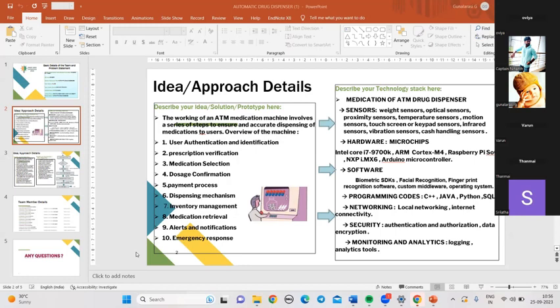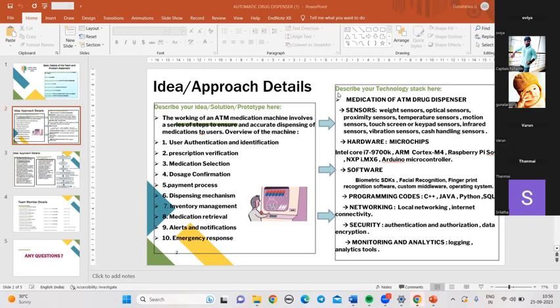Now coming to the software, there are many functionalities and components provided in our ATM medication machine, like biometric SDKs, facial recognition, fingerprint recognition software, custom middleware, and operating system. Now coming to the programming languages in our machine, C++, Java, Python, and SQL are used.